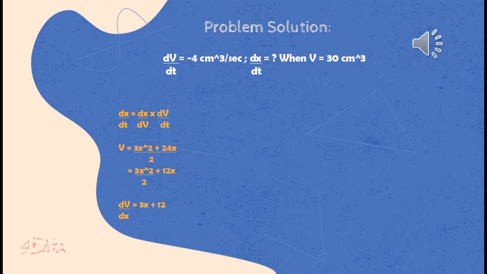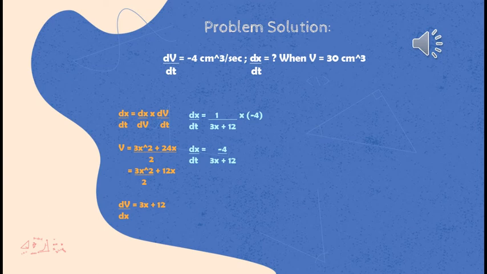After that, substitute dV over dt into the equation for dx over dt. However, we don't have dx over dV, but we have dV over dx. Then we flip the equation. For dx over dt, we will get 1 over 3x plus 12 multiplied by negative 4. Then we will get negative 4 over 3x plus 12.